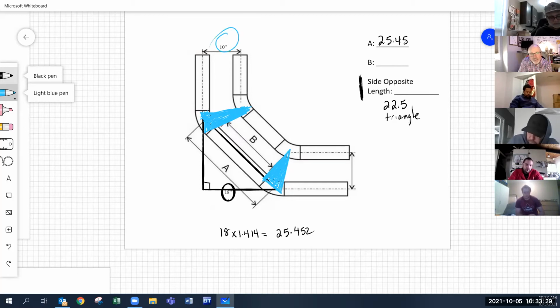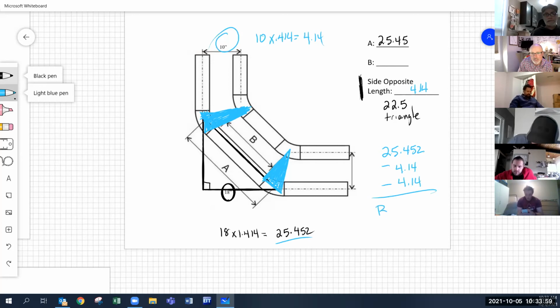So I have, look at that, up at the top there's 10. So 10 times 0.414 will give me 4.14, and that is my side opposite length. And I simply take two of those and take it off of the 25. So it's going to be 25.452 minus 4.14 minus 4.14, and that would give me B. And that should be 17.172.